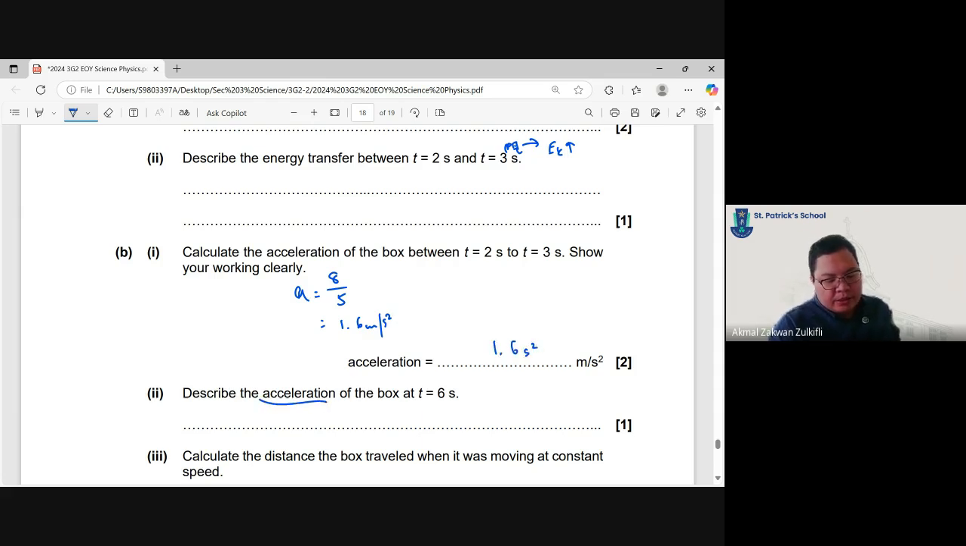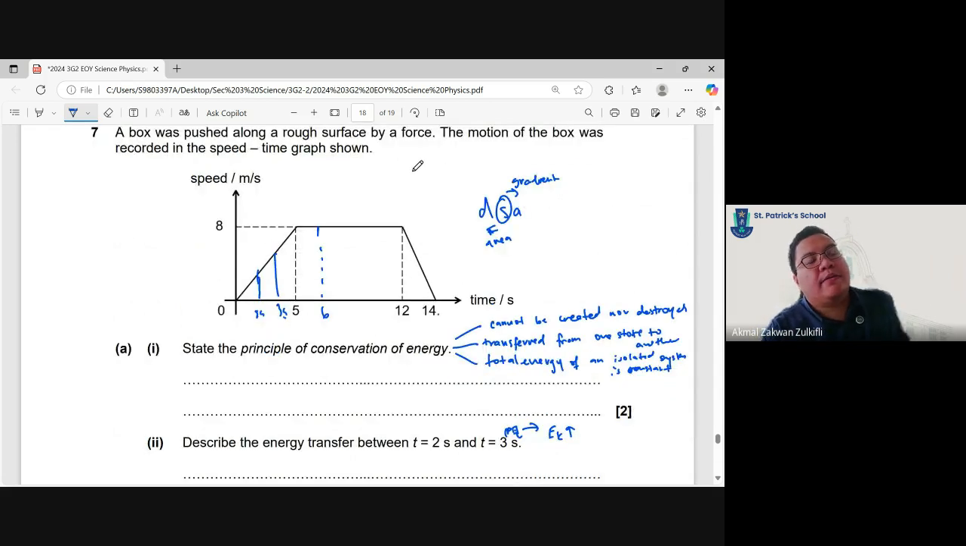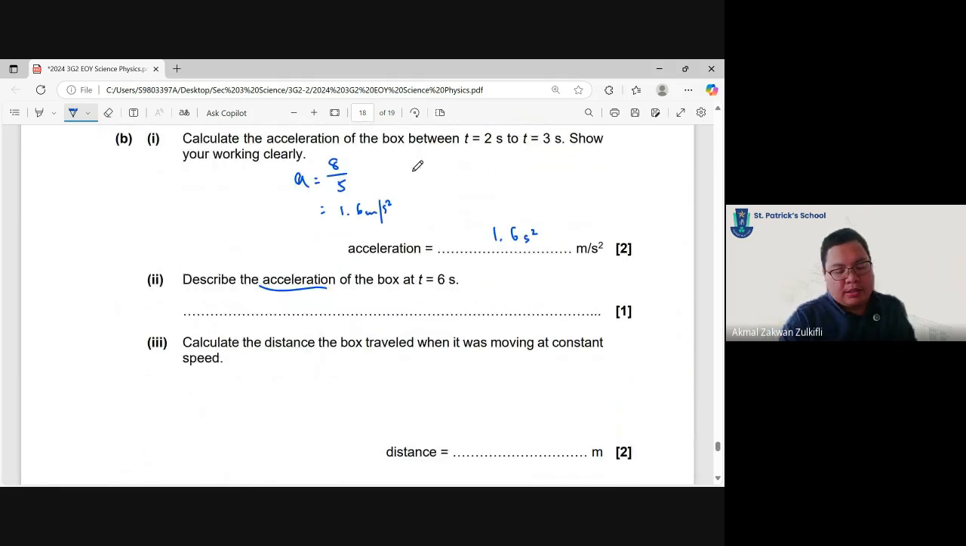Describe the acceleration of the box at t equals 6. So let's look at t equals 6 here. Acceleration, I need to look at the gradient. Is there any gradient? No, it's a flat line, so it's constant. So it's 0 acceleration.